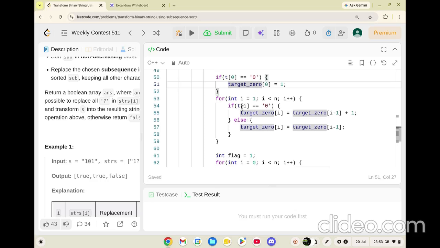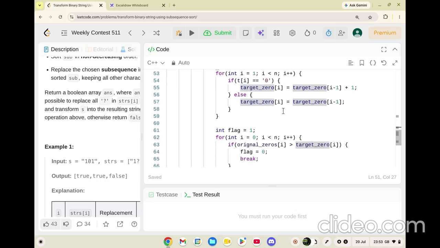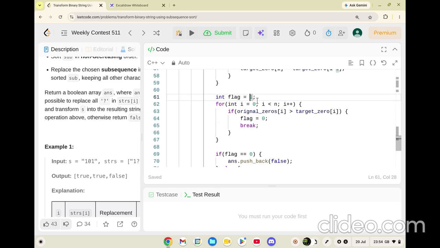And we will simply check if the target zero is zero. I hope you know how to find the prefix sum. So we are finding if target of zero is zero, then we are incrementing the value by one, or else we are simply storing the previous value. Now we will go from 0 to n. I am creating a flag value as well. If original of 0 is greater than target of 0 at any given point, then that means you can't create a string that is valid. So in that case, you will simply convert the flag to 0 and break out of the loop.